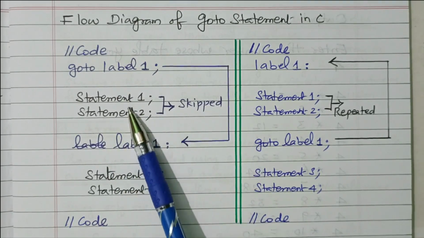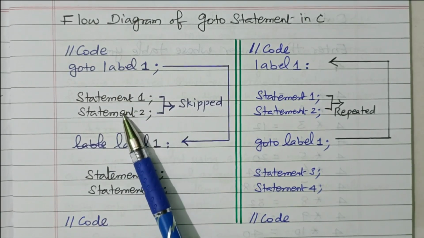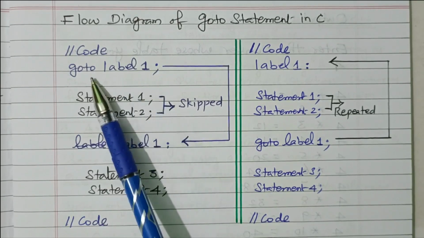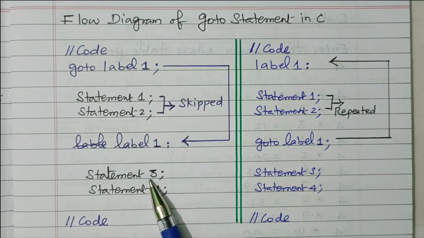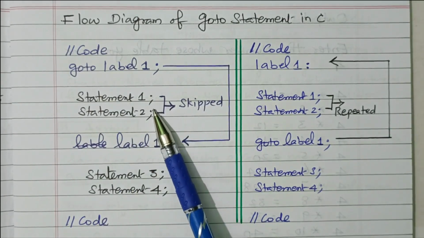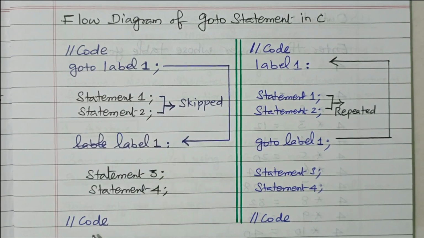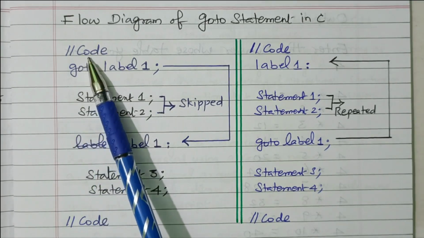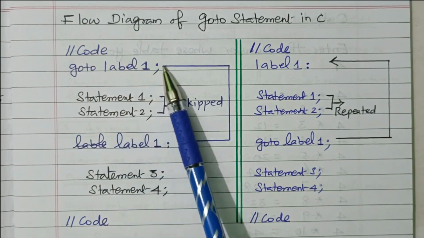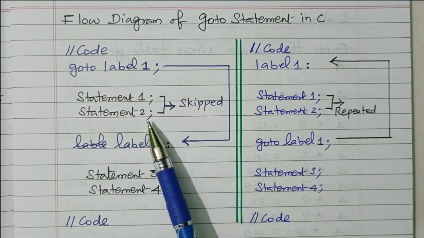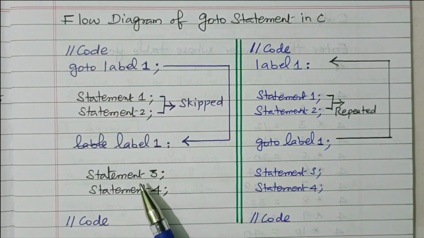So this statement is skipped, not executed. We already told it's not executed. So when go-to label is there, it will go to the label where it is available. Now statements 3 and 4 are executed. So we are skipping statements 1 and 2. Thereafter normal coding is available again, and it will start executing this normal coding. Initially coding is available, here also available, and in between we have go-to label. So it will go to this place without executing 1 and 2.